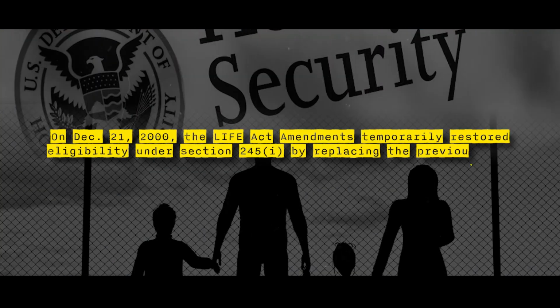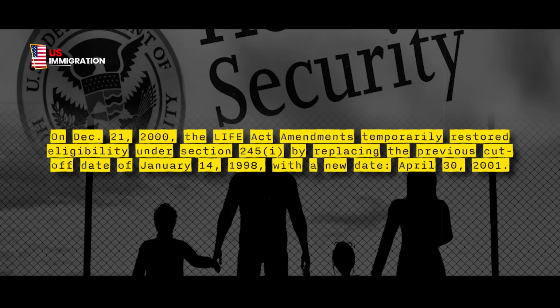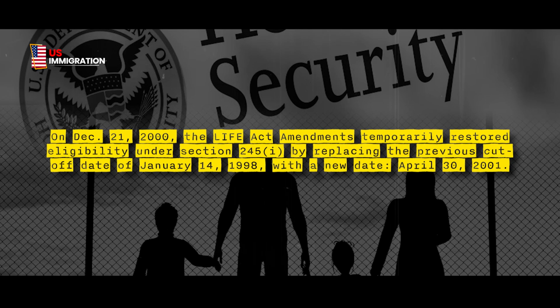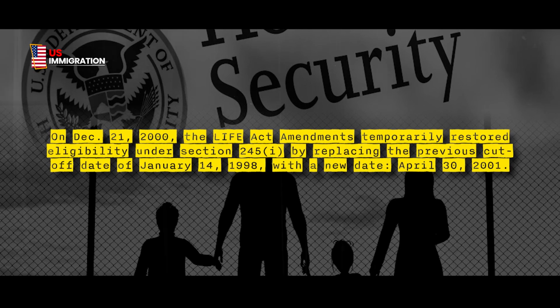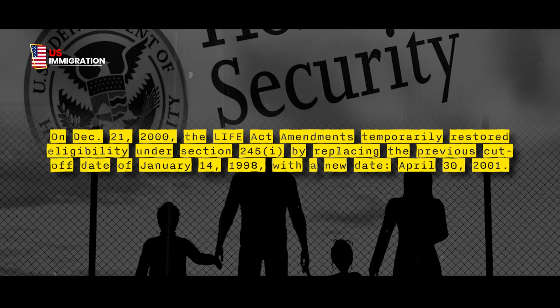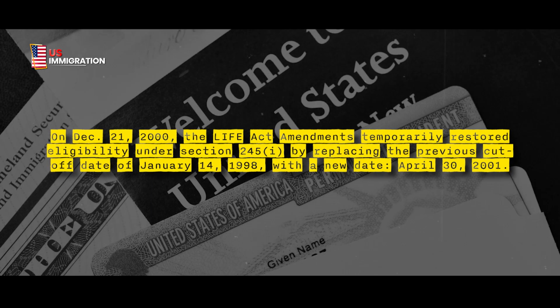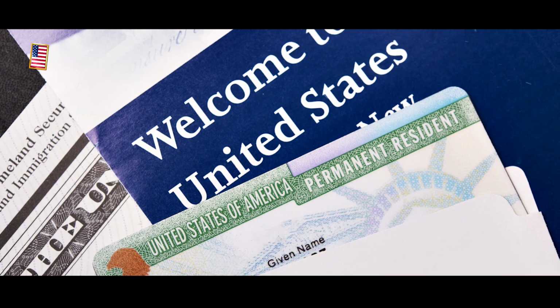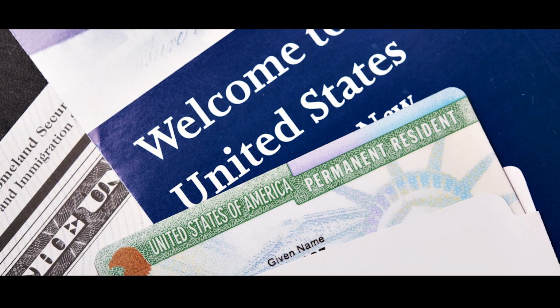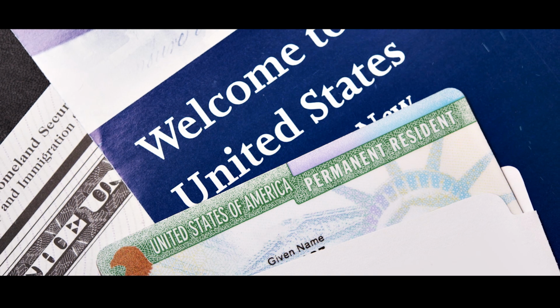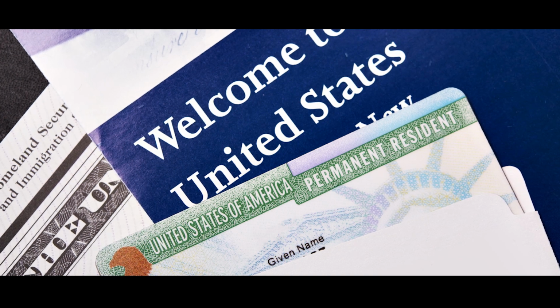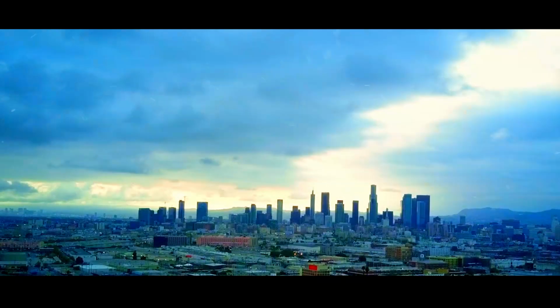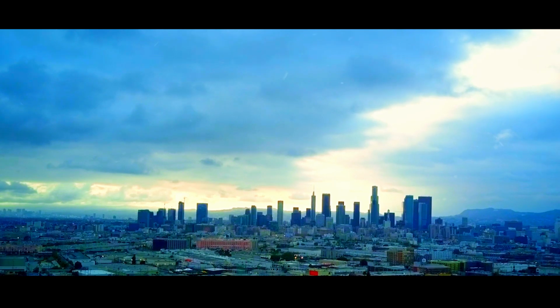On December 21, 2000, the LIFE Act amendments temporarily restored eligibility under Section 245(i) by replacing the previous cutoff date of January 14, 1998 with a new date, April 30, 2001. Accordingly, a beneficiary of a labor certification application or immigrant visa petition filed on or before April 30, 2001 preserves an individual's eligibility to adjust status under Section 245(i) if they meet certain conditions.